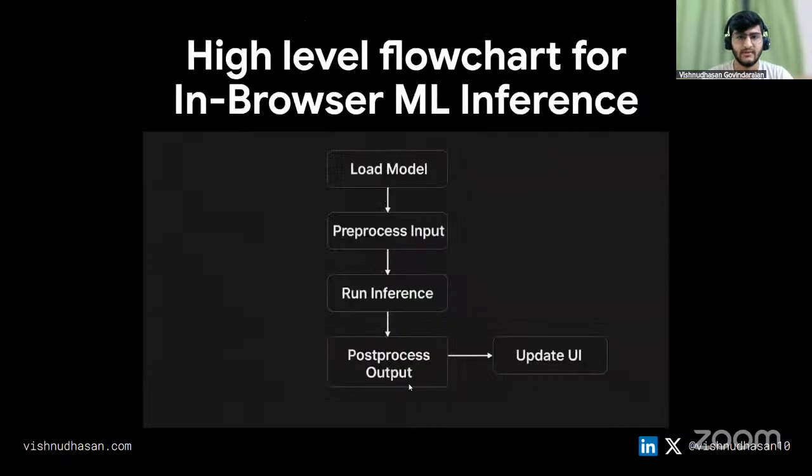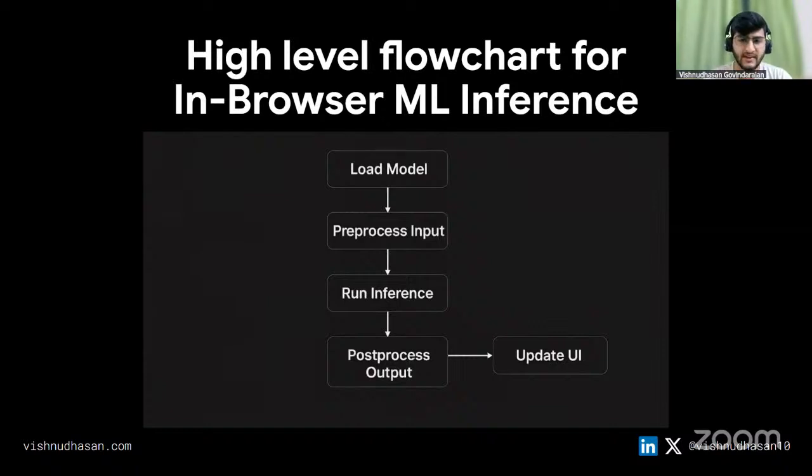All right. And this is how in-browser machine learning inference works. We first start with loading the model. As soon as we load the model, we pre-process the input. We clean the data, remove the outliers, and fine-tune the data so that the machine learning model understands it better and we can get a better output. Then we run the inference.